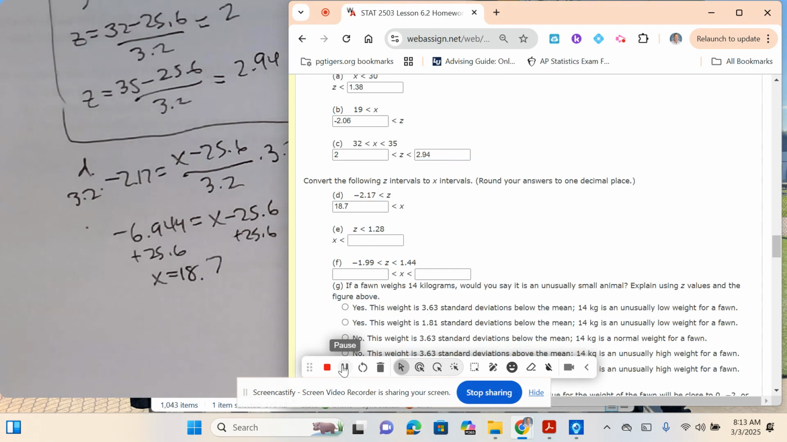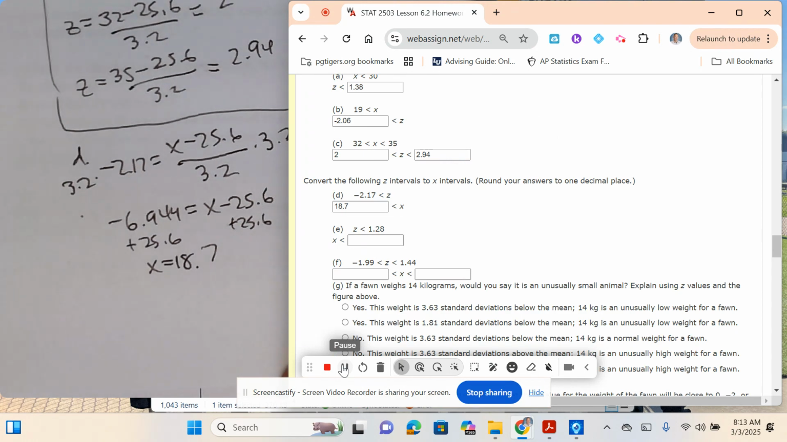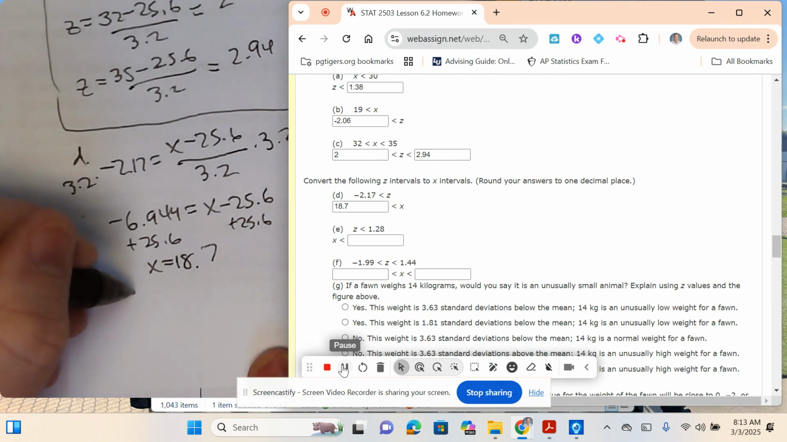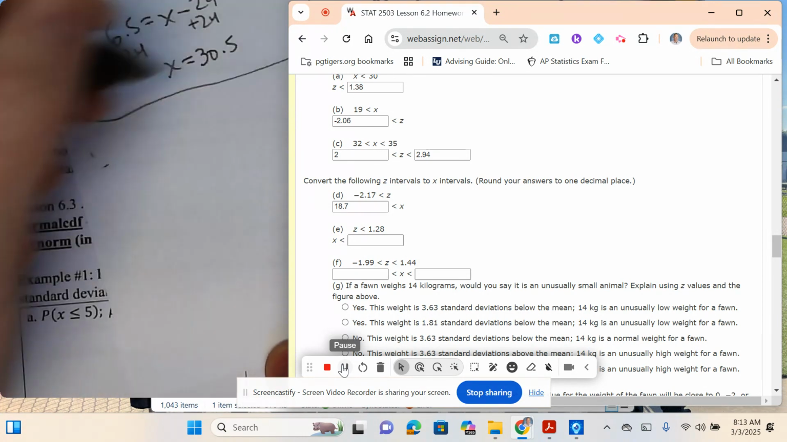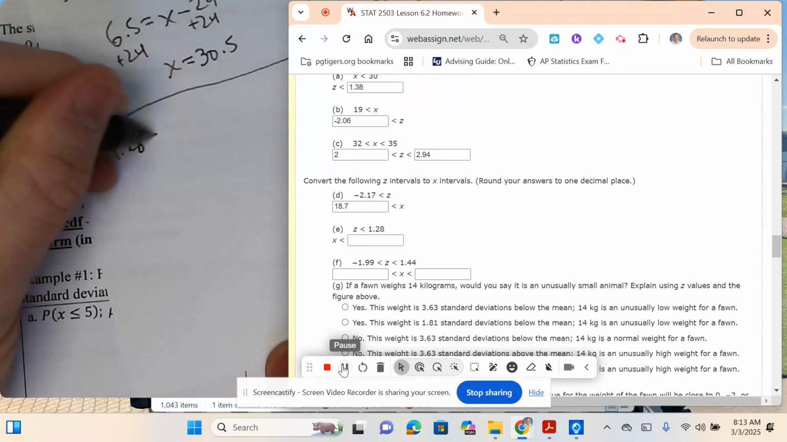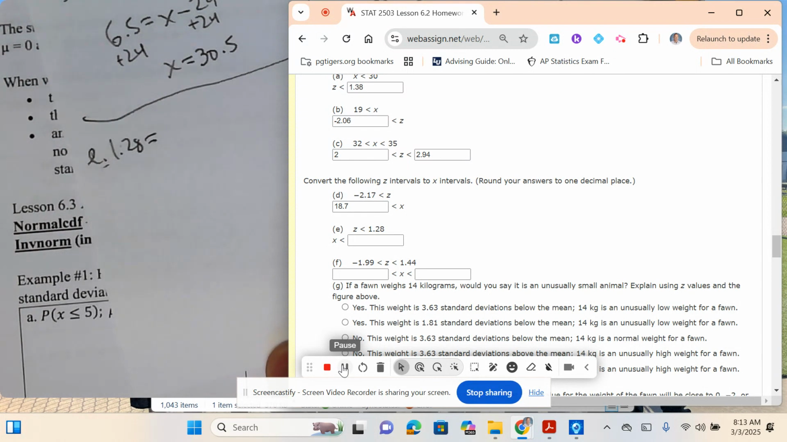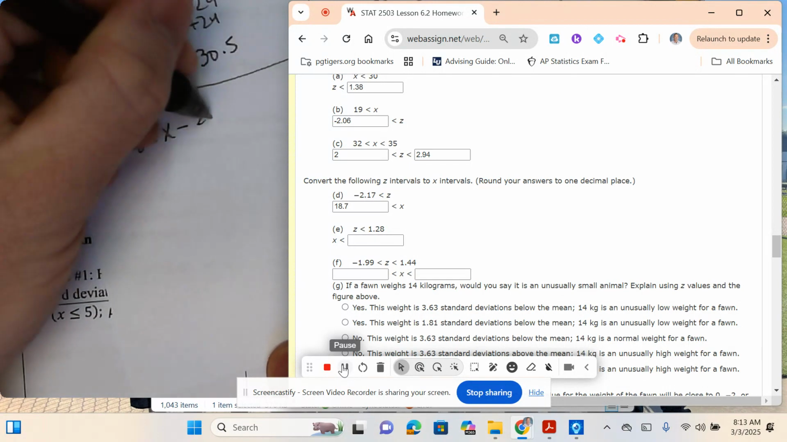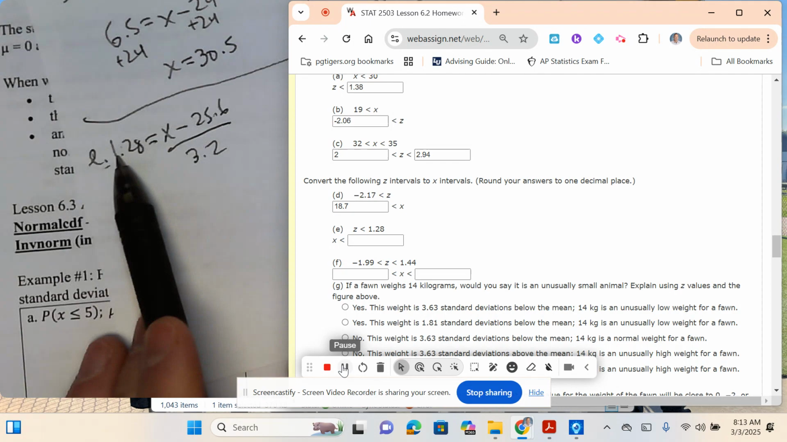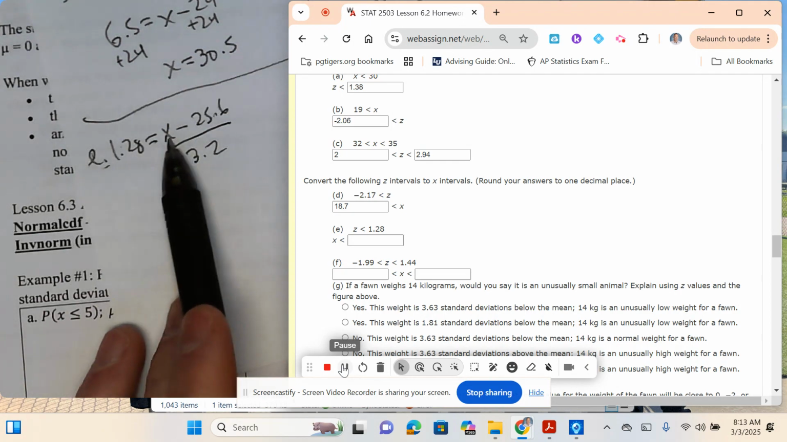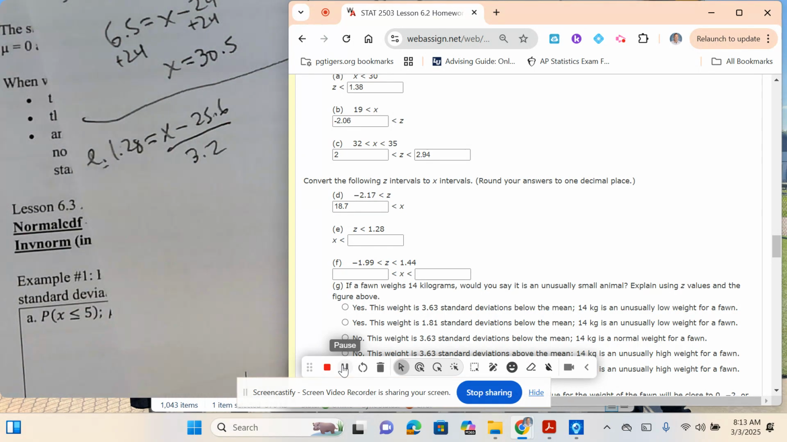Right. On E, I'm given a Z of less than 1.28. So I'm going to plug in 1.28 in for my Z. I'll do that over here. 1.28. The Z equals the raw value, which is X, minus the mean, which is 25.6 for me, divided by the standard deviation. So my Z equals the raw value minus the mean divided by the standard deviation, okay?